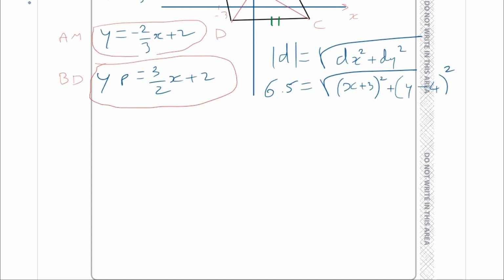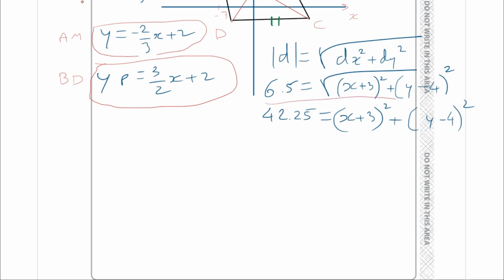So for our distance formula here, we'll need to get rid of the square root. So we can say 6.5 squared. And you can use your calculator for that. 6.5 is quite a nice square. It's 42.25. And that's going to be equal to (x + 3) in brackets squared plus (y - 4) in brackets squared.